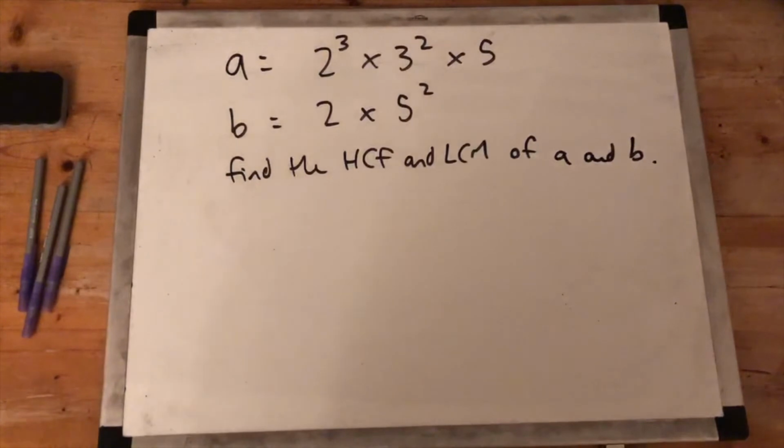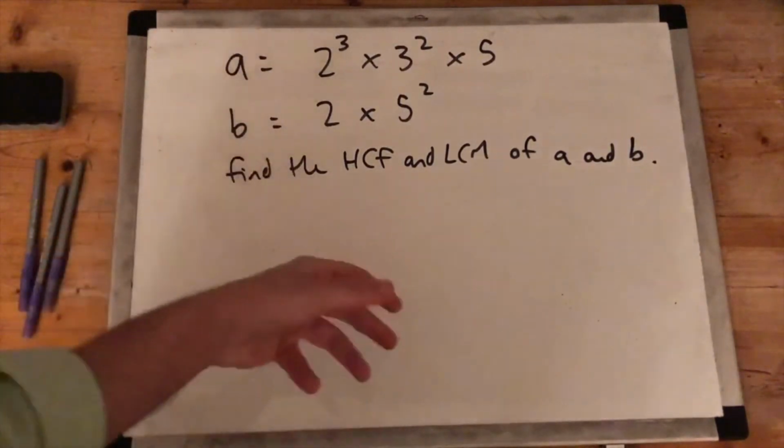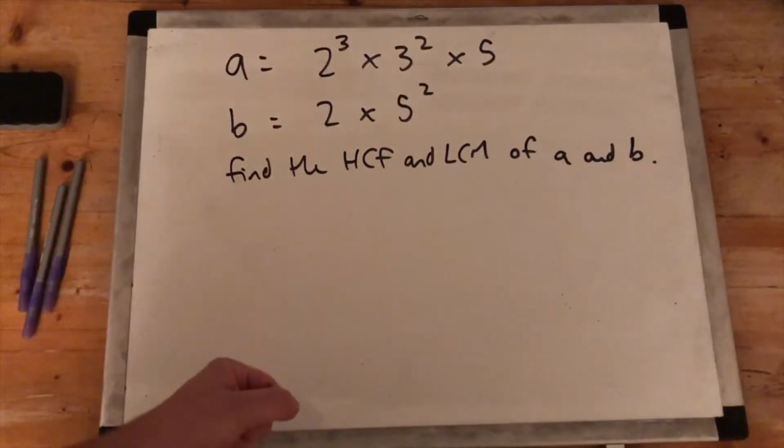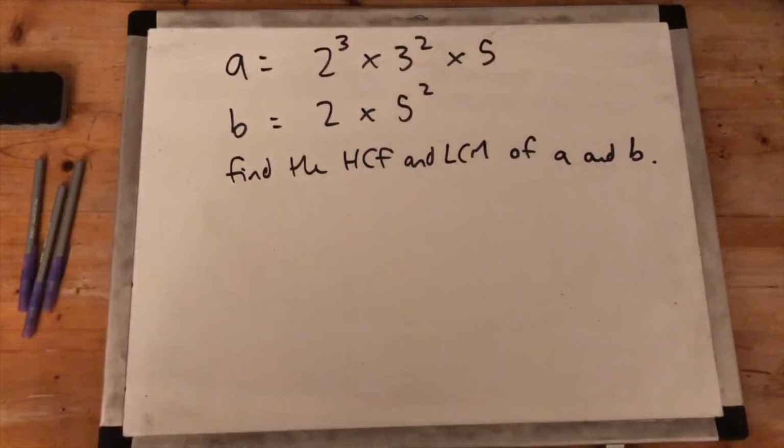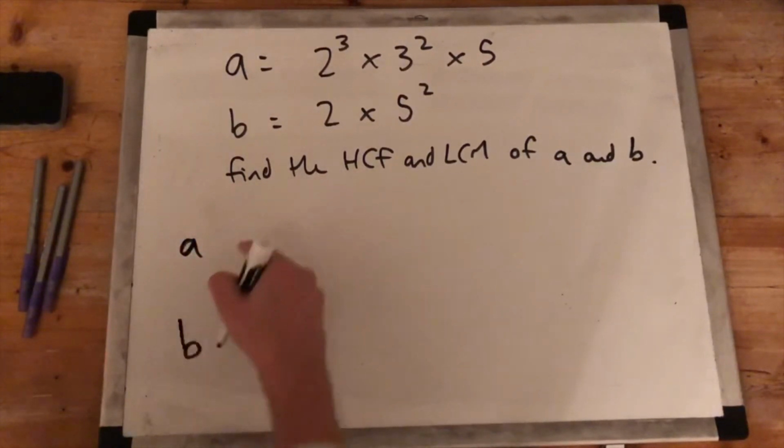I'm just going to do one final example. Find the HCF and LCM of A and B. So they haven't even told us what A and B are. They've just given us the prime factors of A and B. So it's going to be the same as normal. We'll list out the prime factors of A, list out the prime factors of B, putting them in their columns.